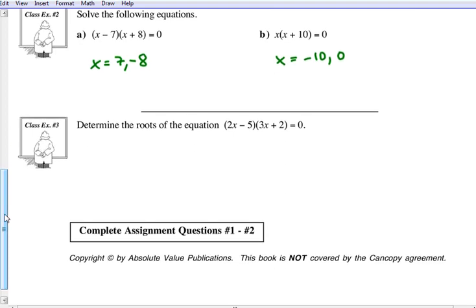Let's solve the next one. 2x minus 5 times 3x plus 2. So each one of these, we set to 0. We'll first set 2x minus 5 to 0. Let's solve for x. First step, plus 5. So 2x equals 5, then divide by 2.